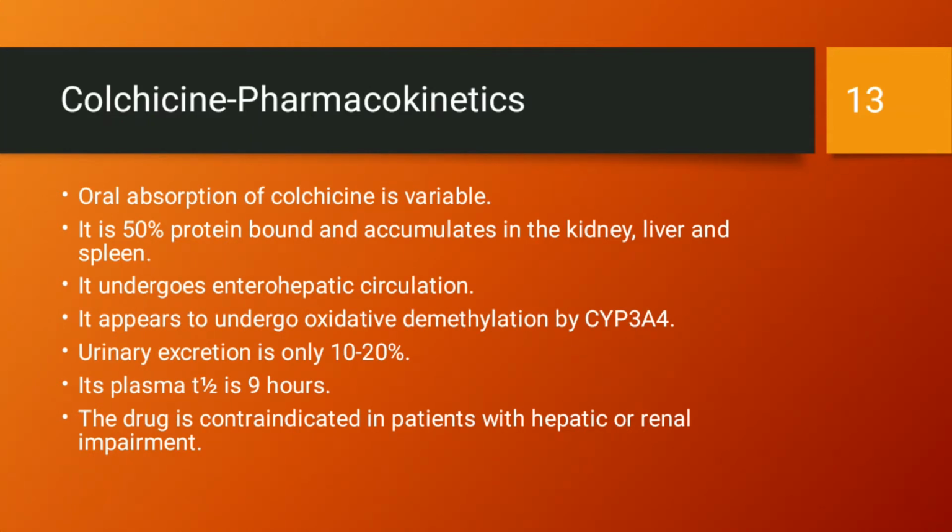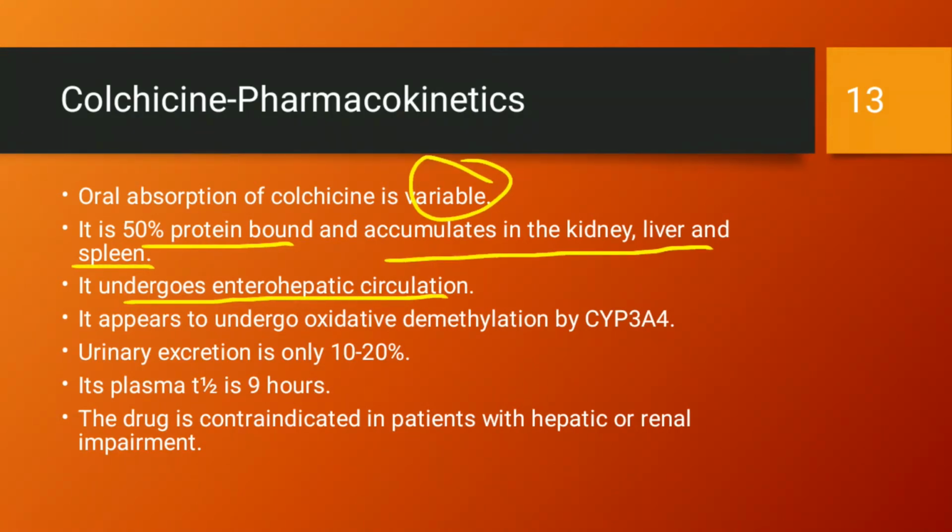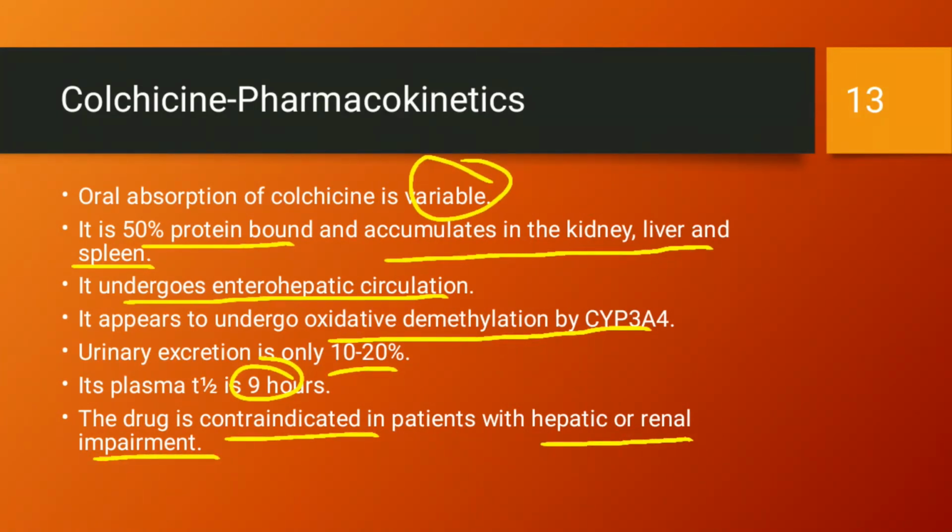So, pharmacokinetics: the oral absorption is variable, it is 50% protein bound and it accumulates in the kidney, liver and spleen. It undergoes enterohepatic circulation. It appears to undergo oxidative demethylation by the enzyme CYP3A4. Urinary excretion is only 10 to 20%. The plasma half-life is 9 hours. The drug is contraindicated in patients with hepatic or renal impairment.